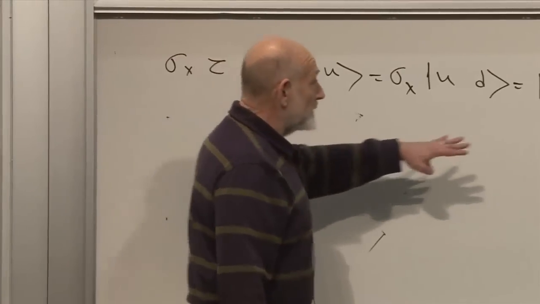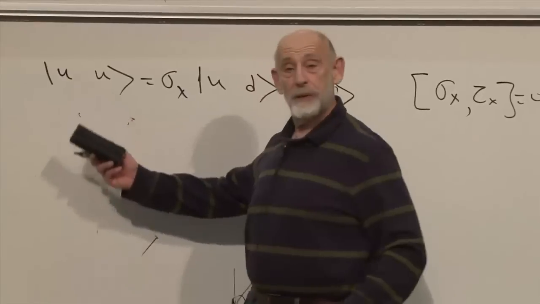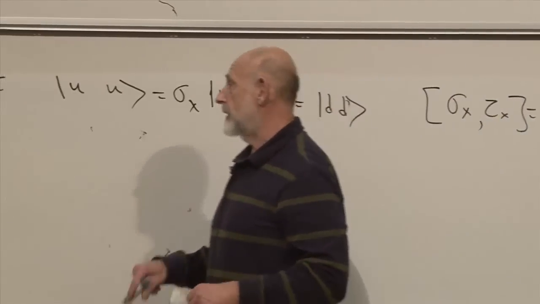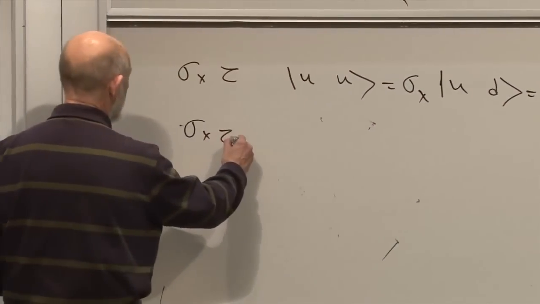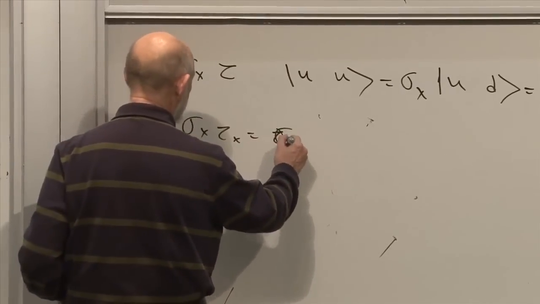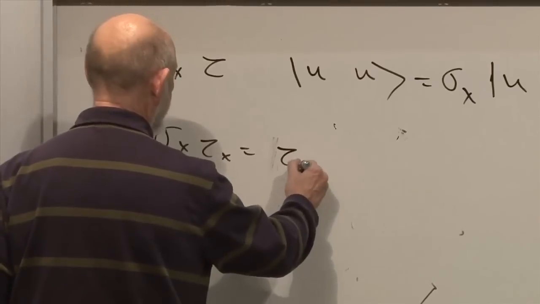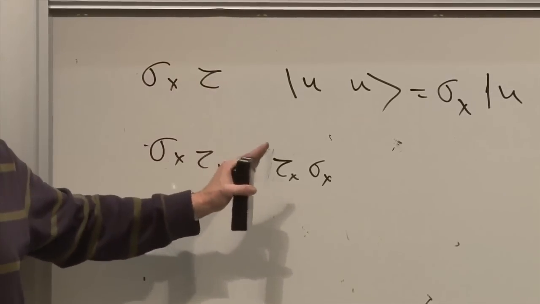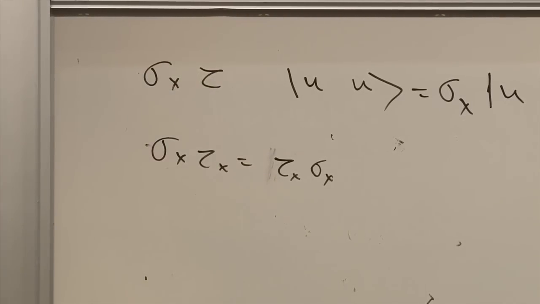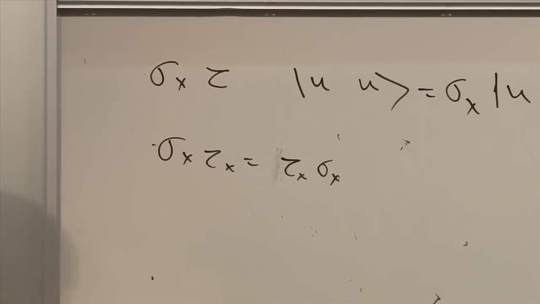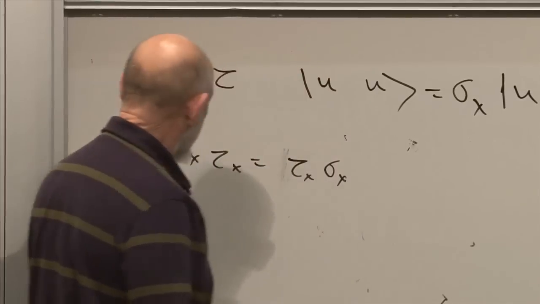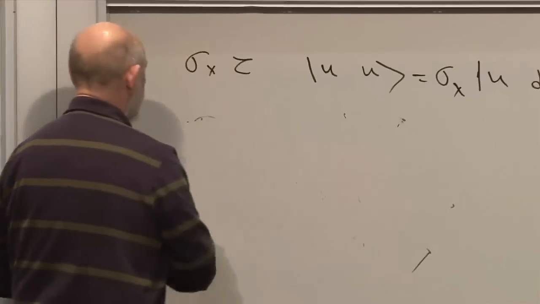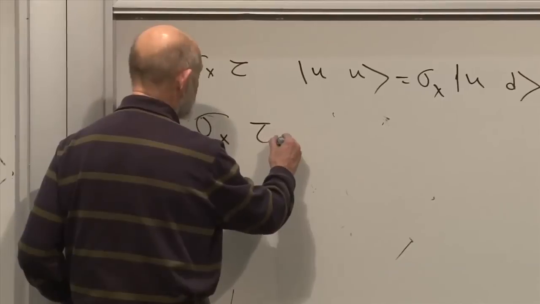I have not proved this, because I only exhibited it for one particular state. In order to argue that sigma x times tau x equals tau x times sigma x, you would have to show that they give the same thing when acting on any basis vector. It's enough to show that they give the same thing on basis vectors. That's not hard to do, and you'll find that the order of operations doesn't matter. In fact, the same is true for sigma x times tau z.